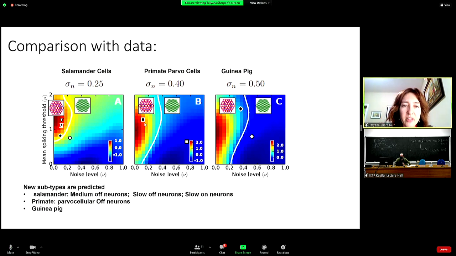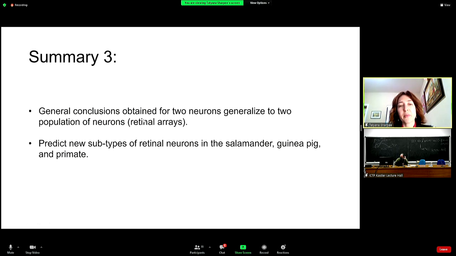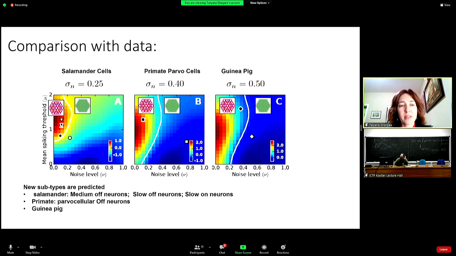So far, analysis from Steve Baccus's lab was either in the salamander or in the mouse, and this middle panel is for a primate. We see that indeed the off neuron is in the range where they split, and the on neuron is in the range where they're not supposed to split. Given that they are in this region where they're supposed to split, we think there will be multiple cell types corresponding to that pixel.